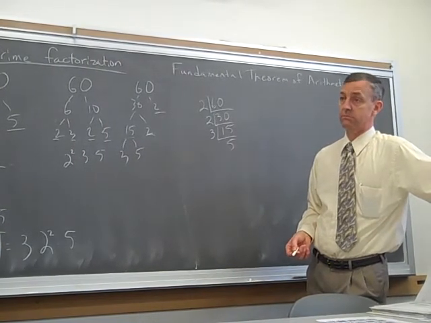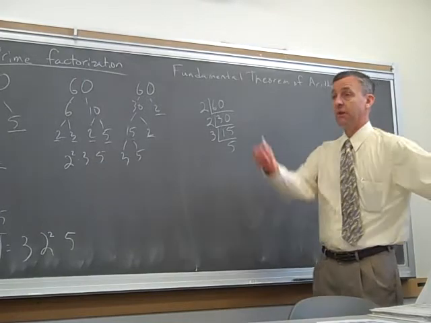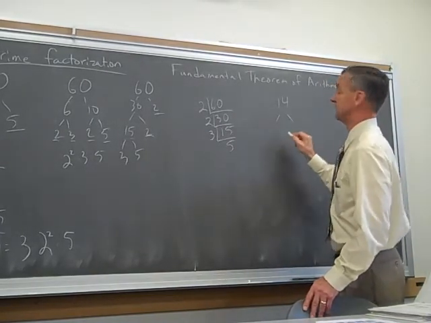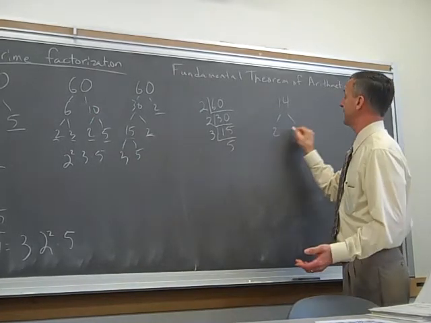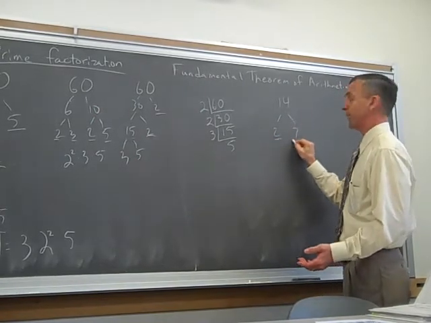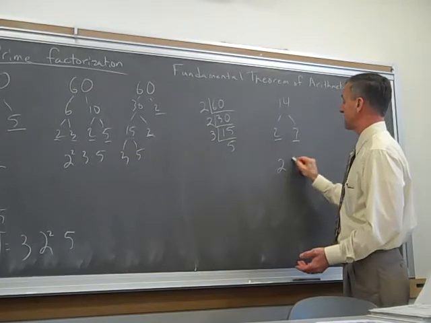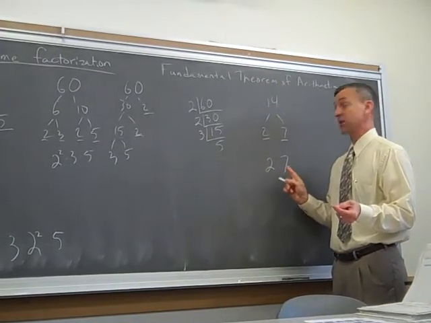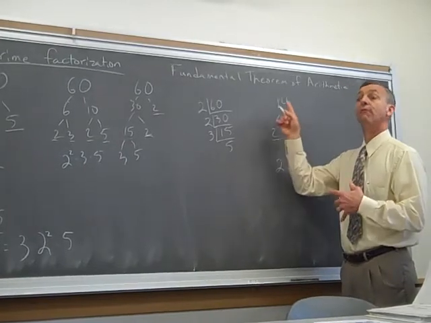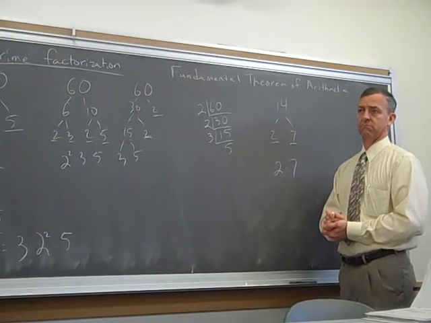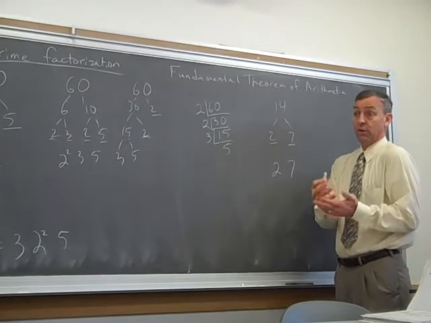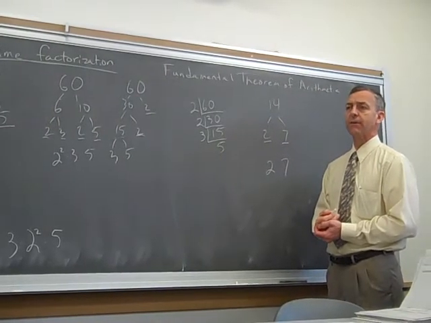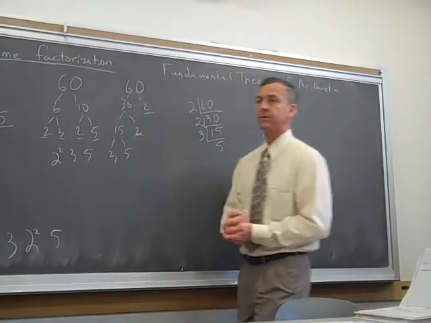Oh, no. It works. Give me a number. Any number. 14. 14. 2 and 7. Is 2 prime? Yes. Is 7 prime? Yes. So it's 2 times 7. The only number that has the prime power factorization of 2 times 7 is 14. So every number you would give me would have a unique one. No one would have the same prime power factorization. That's what the fundamental theorem of arithmetic says.